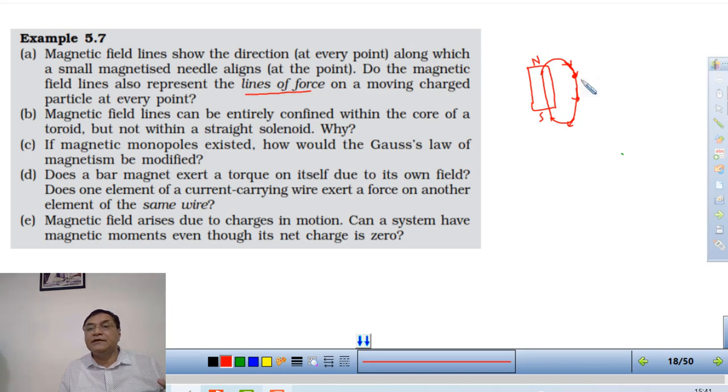In an electric field it is true, because force is acting along the electric field. Here, magnetic force is not acting along the field, so this is not true. It cannot be called a line of force. It is perpendicular to the magnetic field lines. Magnetic field lines can be entirely confined within the core of a toroid, but not within a straight solenoid. Why?